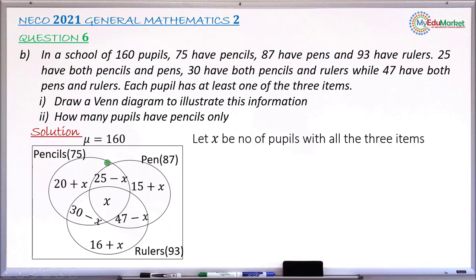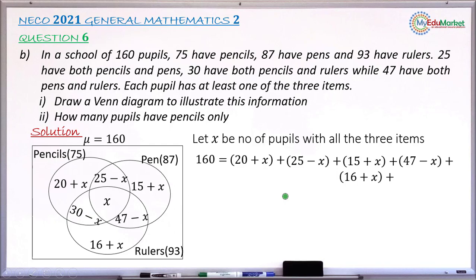To get this X, we have 160 pupils altogether, and everything inside this rectangle added together will give us the total population of those pupils, which is 160. So I'm going to have my 160 equals, let me start adding from this, 20 plus X plus 25 minus X plus 15 plus X plus 47 minus X plus 16 plus X plus 30 minus X plus this very X. Everything added will now give me this 160 pupils.